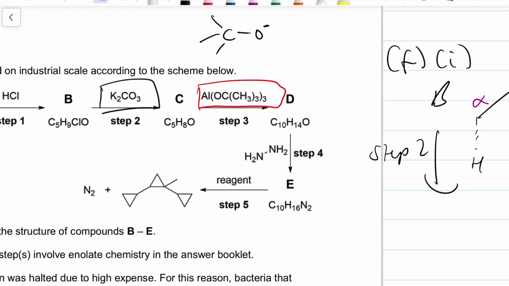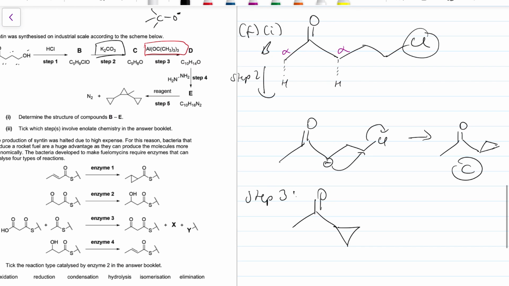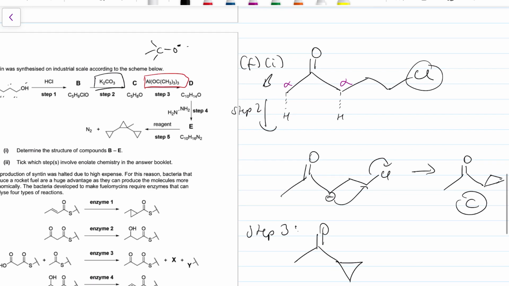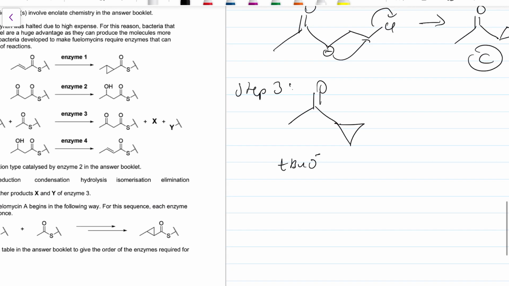Now, this is quite a strong base because it's got this negative charge on this oxygen. So again, we're looking at deprotonating things. This base is actually famous enough that it's got a name. It's called tert-butyl oxide. I'm going to write it like that just to save some space. But effectively, we've got this negative charge on the oxygen, which is going to be quite happy to deprotonate stuff. Again, we've got a choice because there's 2 alpha carbons.